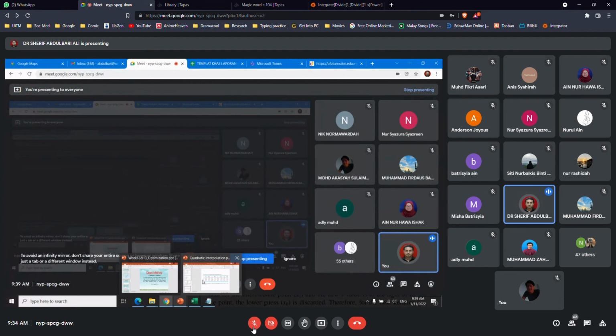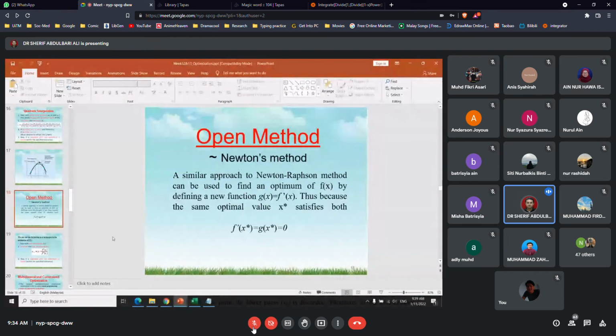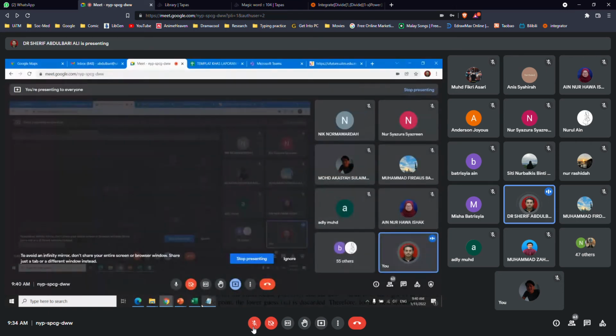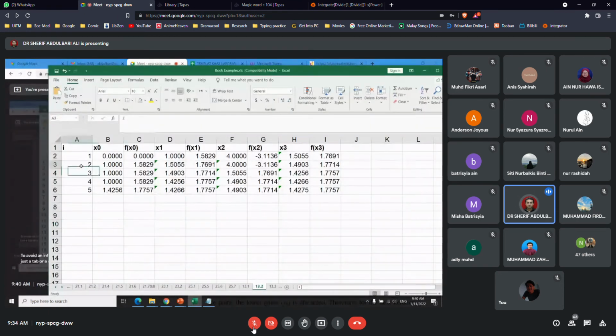Newton methods actually is not something new. We already have done it when finding the roots of the equation. Even you can look at the equation, it looks the same. Find the value of xi plus 1 is equal to x minus the function first derivative over the second derivative. Then you repeat. And this is an open method, sorry. So just try to do the examples here for one iteration or two iterations. If you have any questions, please do ask.